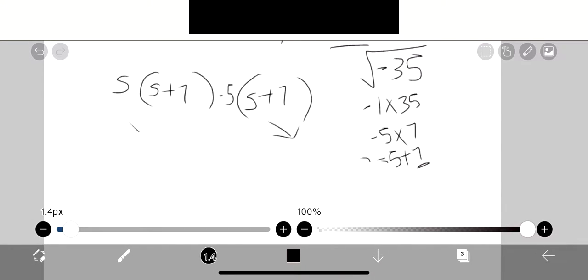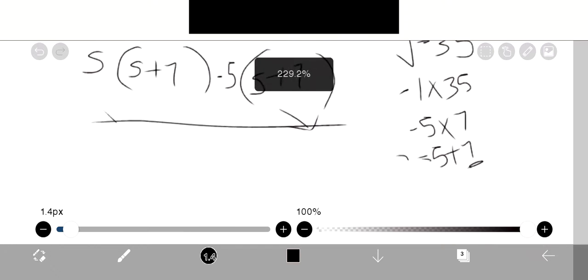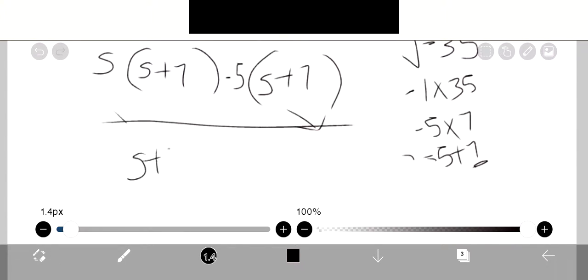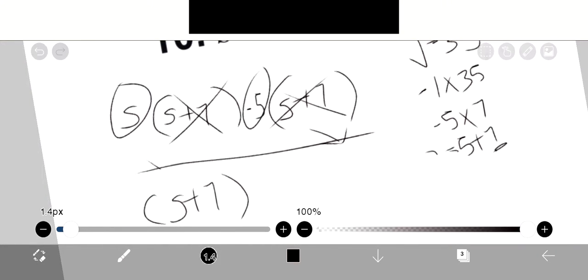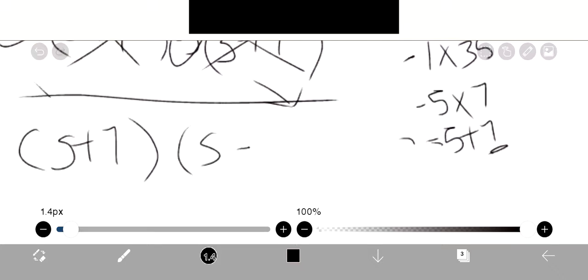Now, you have to look at the common thing that we have out of this whole distribute thing. So the common thing that we have is s plus 7, and make sure you keep it in the template. When you take s plus 7 out, you have s and negative 5. Put them together, and that's your answer.